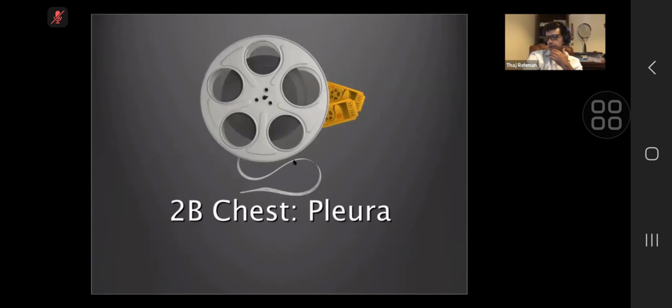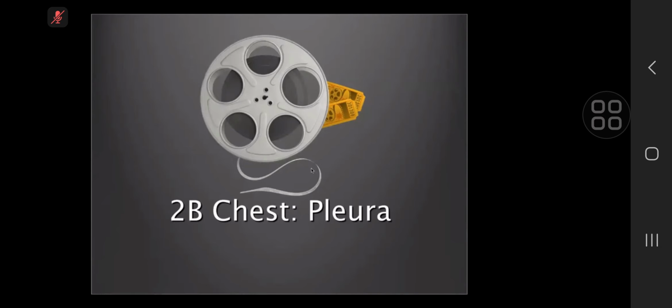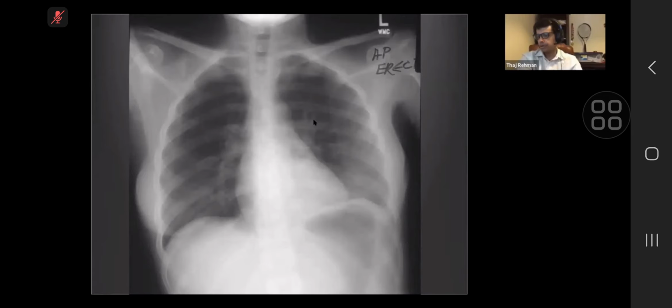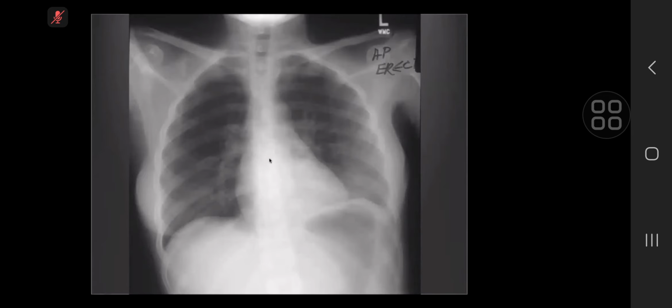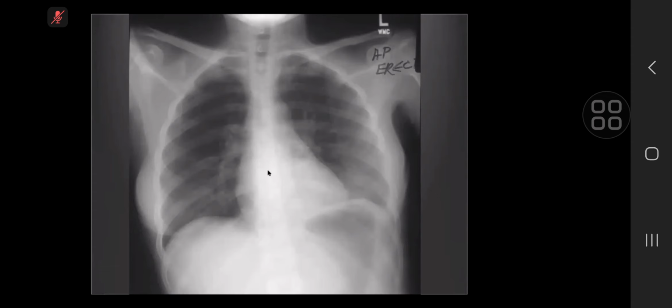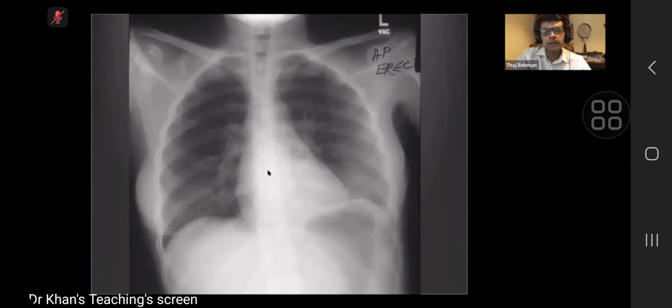Are you able to see my arrow now? Yes, I can. So this is a pass or fail X-ray. If you miss this, you're not going to pass a first year exam. This can be a rapid reporting case as well, so it's difficult to look through it all of a sudden in the exam.